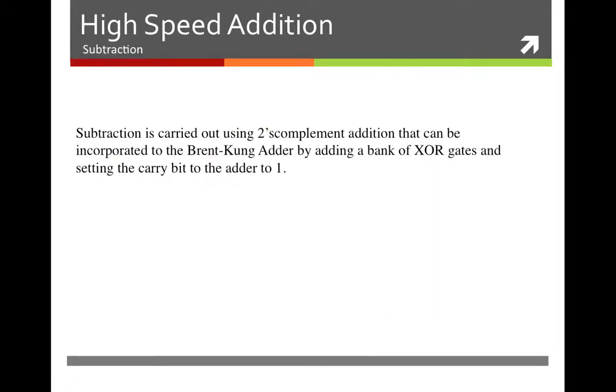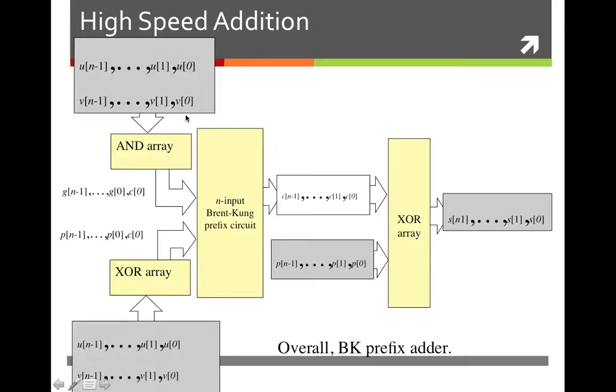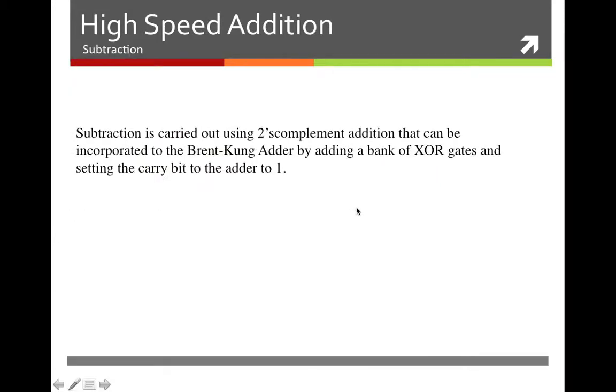The last thing that I want to say is that subtraction is just a 2's complement addition, so there's really no need to cover it separately. Just take the Brent-Kung adder and add in front of it a bank of exclusive OR gates. If you're going to subtract, for example, V from U, just simply subject the V's to the exclusive OR gates, and then stick a 1 in as a carry in, in other words, make C0 equal to 1. You get yourself a Brent-Kung subtractor, and the subtractor would also do the same thing in terms of delay and complexity, order n gates and order log n gate delays.